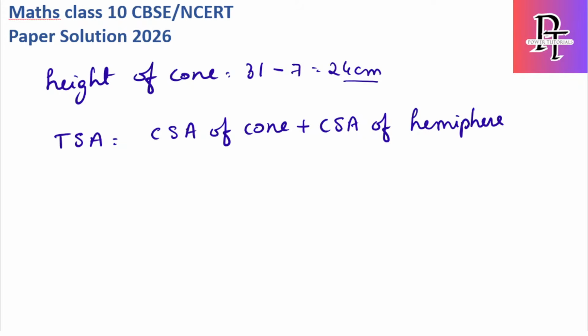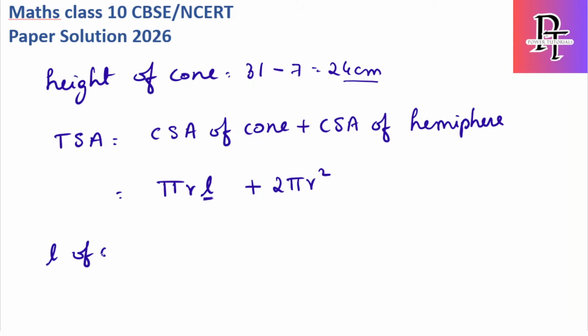So let's write the formula. CSA of cone is pi r l, whereas CSA of hemisphere is 2 pi r square. So we need to find the l. What is the l value? l is the slant height. So I will find it here.